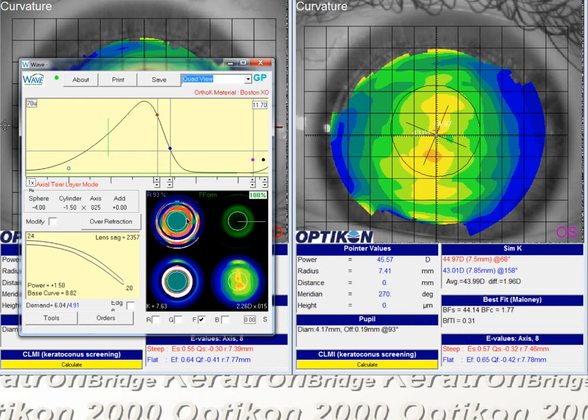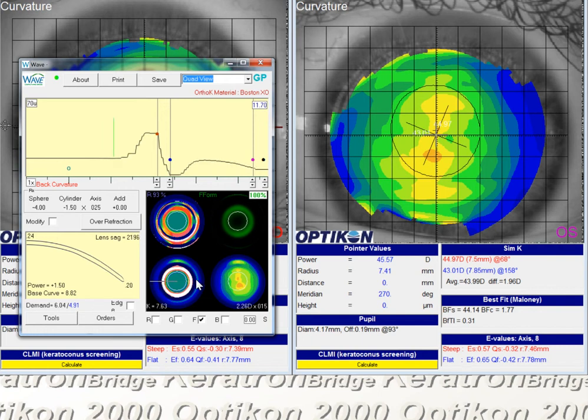Here we now have a freeform lens, and we can see that it's, according to the graph, better aligned all the way around. When we look at the back surface, we can see that the curves nasally are a little bit steeper than they are temporally, and that matches up with the representation of the topography that we see here.